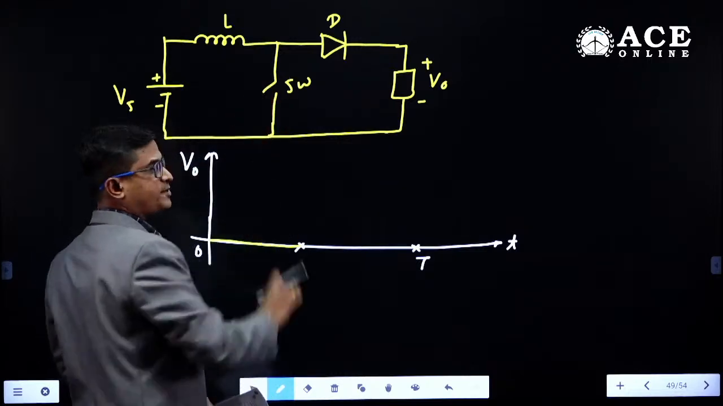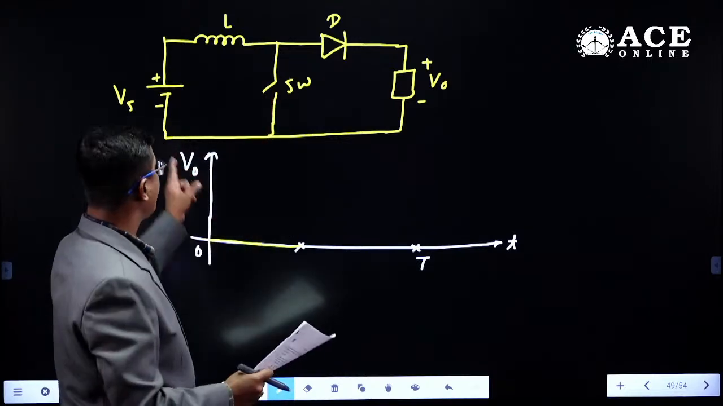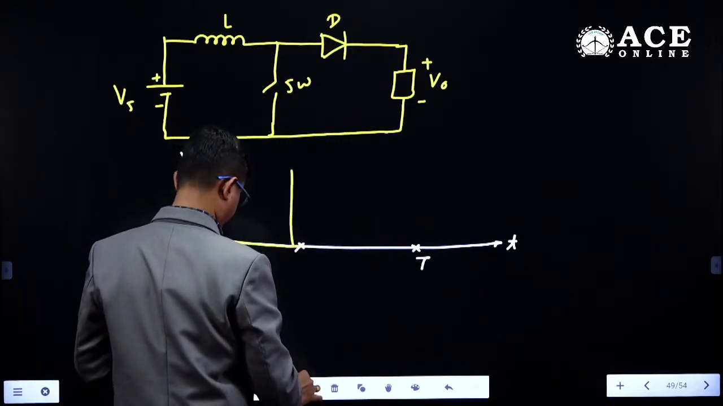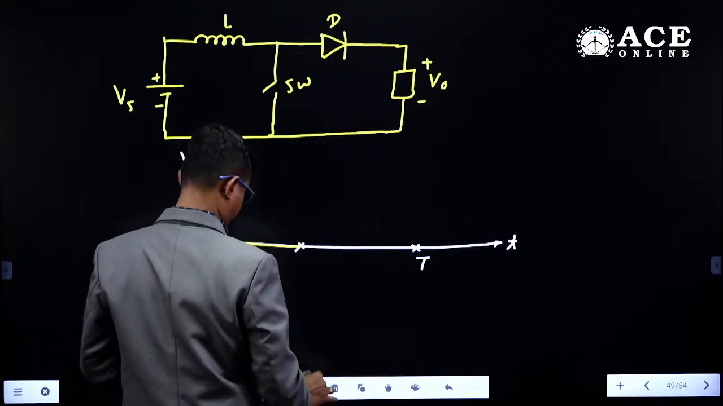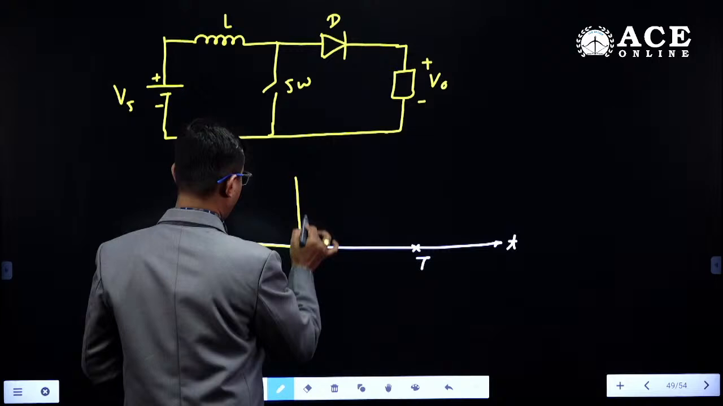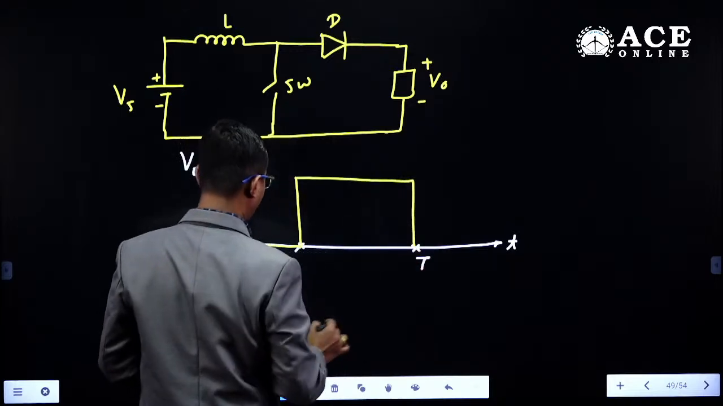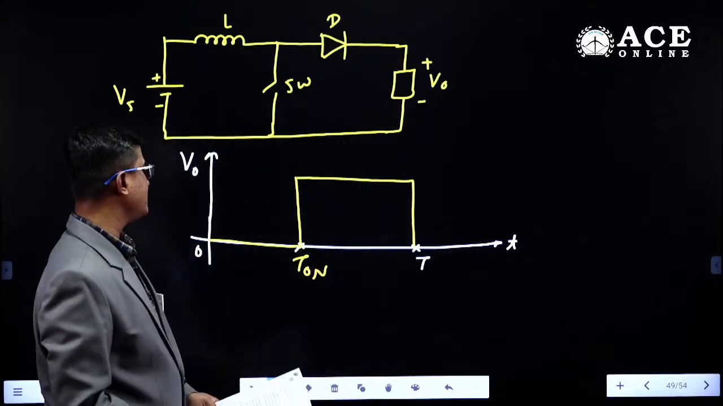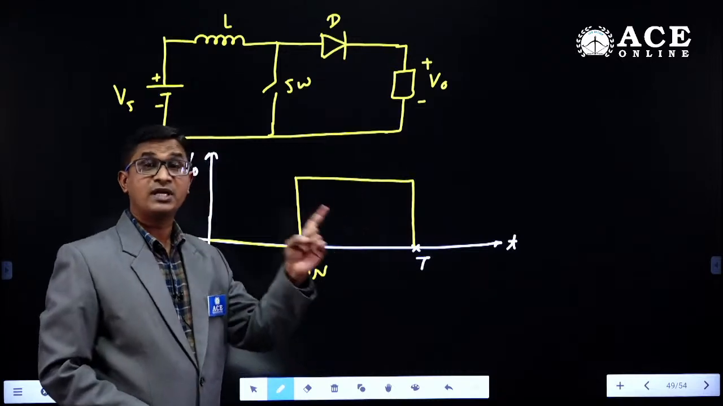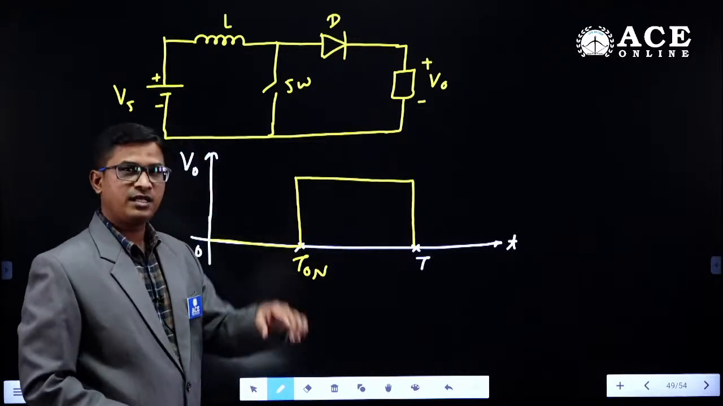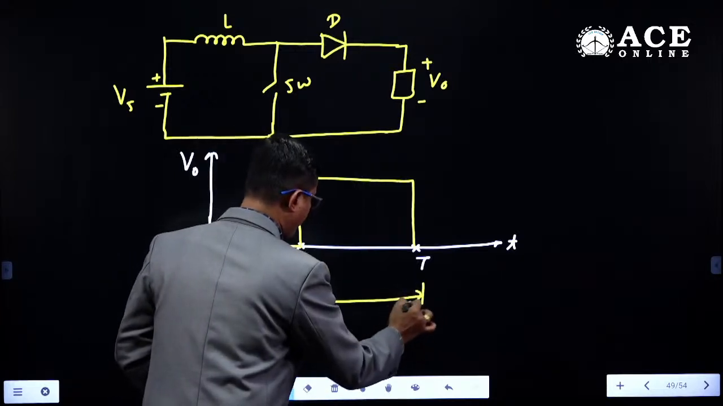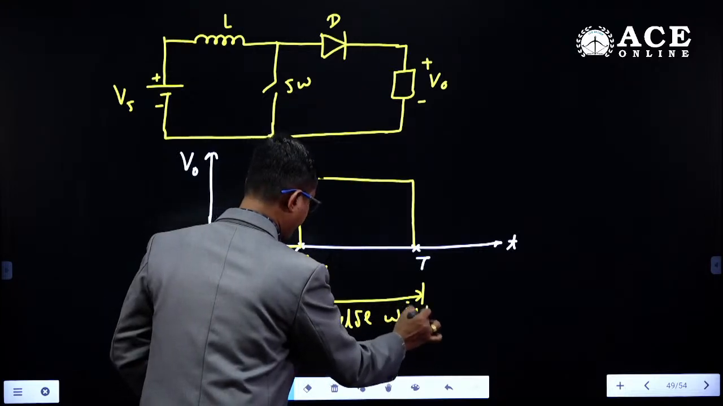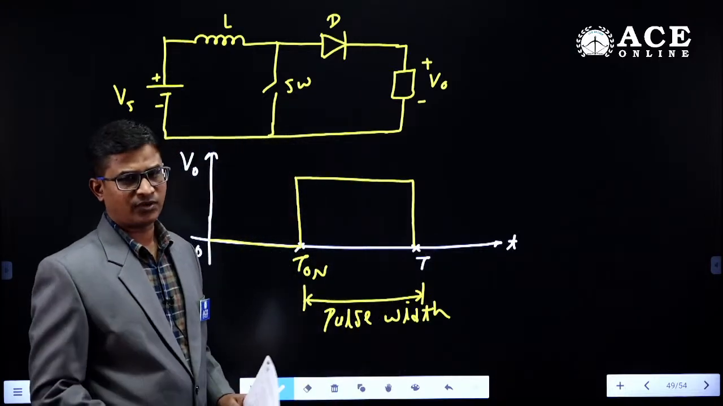Next, when the switch is in the off state, the inductor releases energy, current flows in the outer loop, the diode is in conduction mode, and the output voltage is like this. So this is T on, and here is the total time T. Now tell me from this, what is the pulse width of the output voltage? The pulse width of the output voltage is T minus T on. Now we need to find only T minus T on, that's it.